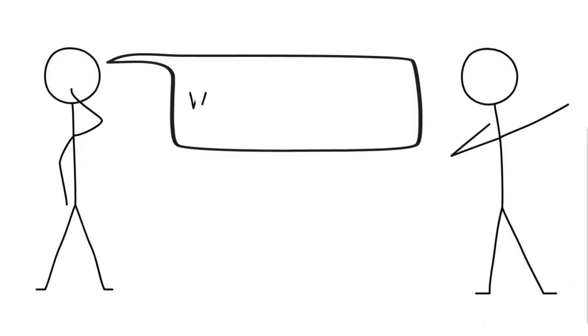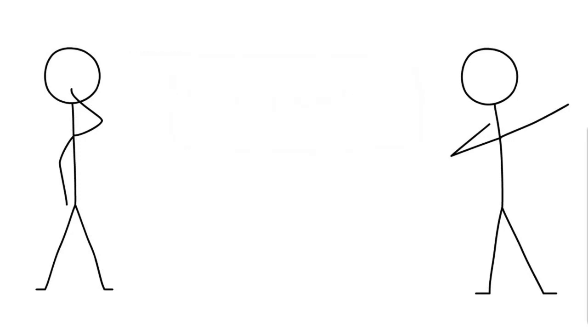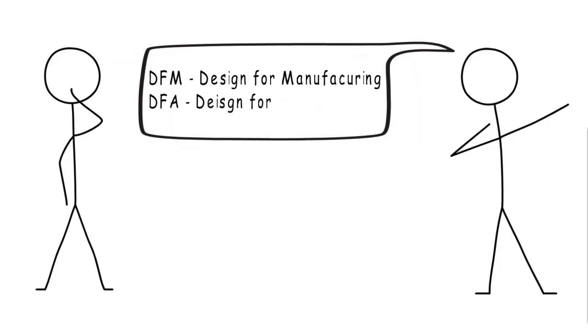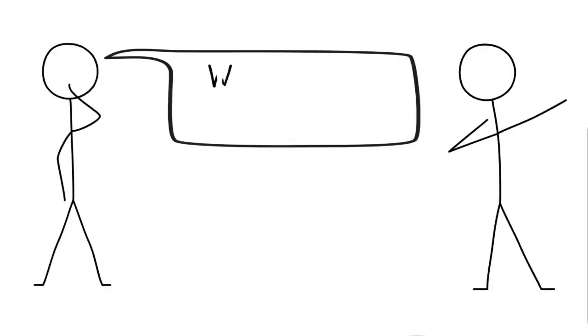So let's move on and go ahead and get started here. So what is DFM and DFA? Well, DFM stands for Design for Manufacturability. Hopefully, if you're a PCB designer, you've understood that. And DFA stands for Design for Assembly. Again, hopefully, if you've done any PCB design, you're doing that.